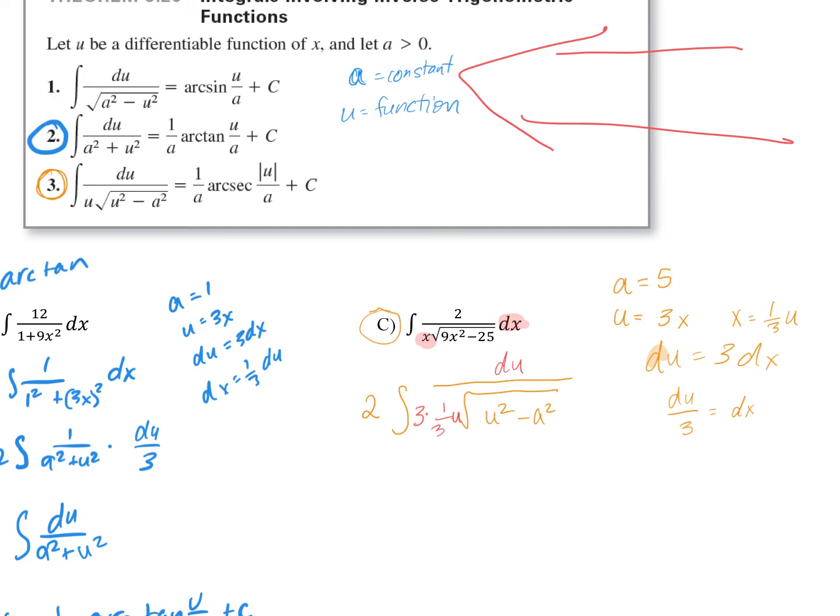Okay, so now this 3 and this 1/3 kind of go away, and I actually have exactly arcsecant. So I have the 2 from the outside times, I'm doing the integral of something that equals arcsecant, so it's going to be 1 over a arcsecant of the absolute value of u over a, plus c.